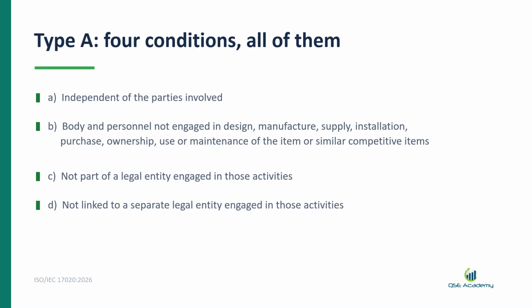Condition B, neither the body nor its people engage in activities that conflict with independence of judgment, and specifically not design, manufacture, supply, installation, purchase, ownership, use, or maintenance of the item inspected, or similar competitive items. Condition C pushes that up to the legal entity you belong to, and Condition D pushes it sideways to any separate legal entity you are linked to.